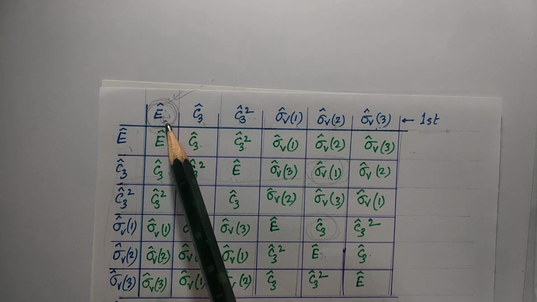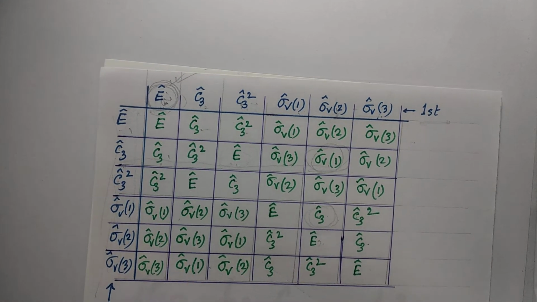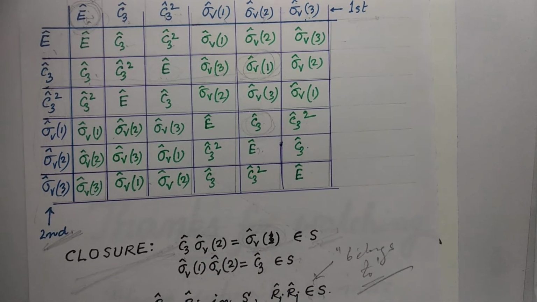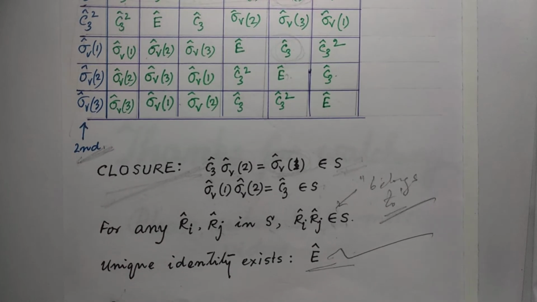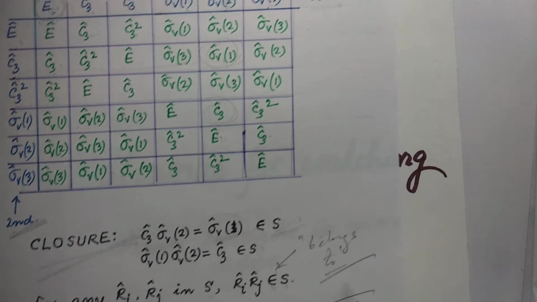Identity operator in this set is unique. One and only one such operator exists in S. So a unique identity exists. This is the second important property of S.